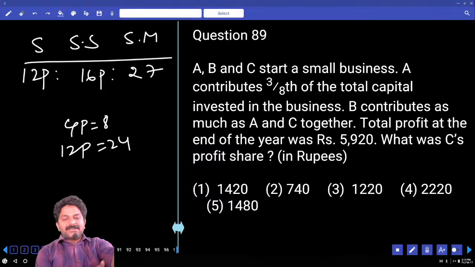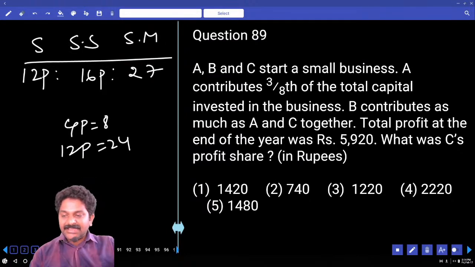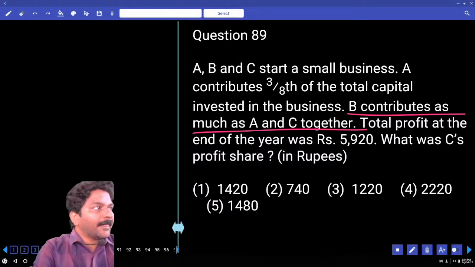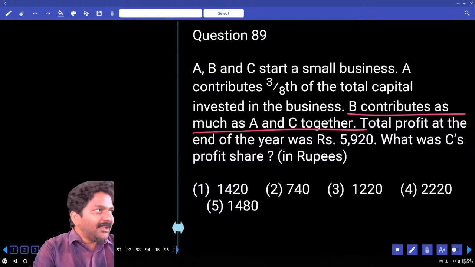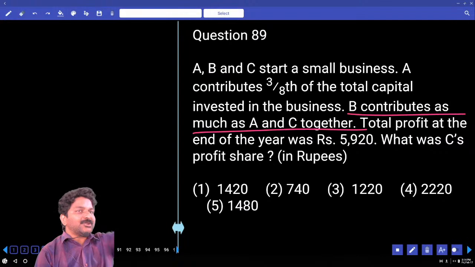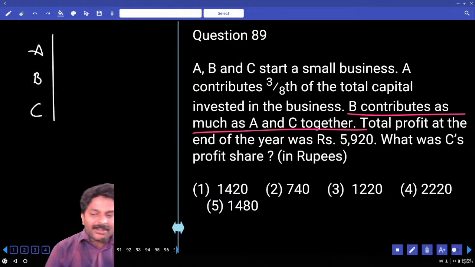A, B, C started a small business. A contributes 3/8 of the total capital invested in the business. B contributes as much as A and C. What is the meaning of this statement? Forget about that. If B contributes as much as A and C, that means B will contribute half of the total. The remaining half goes to A and C. Yes? So, already we were given A contributes 3/8.